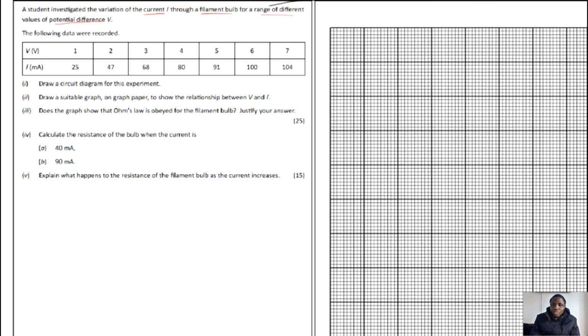The question says, Roman figure 1, draw a circuit diagram for the experiment. We have to draw a circuit diagram for this experiment to be carried out. And how do you draw a circuit diagram? Follow me, please.